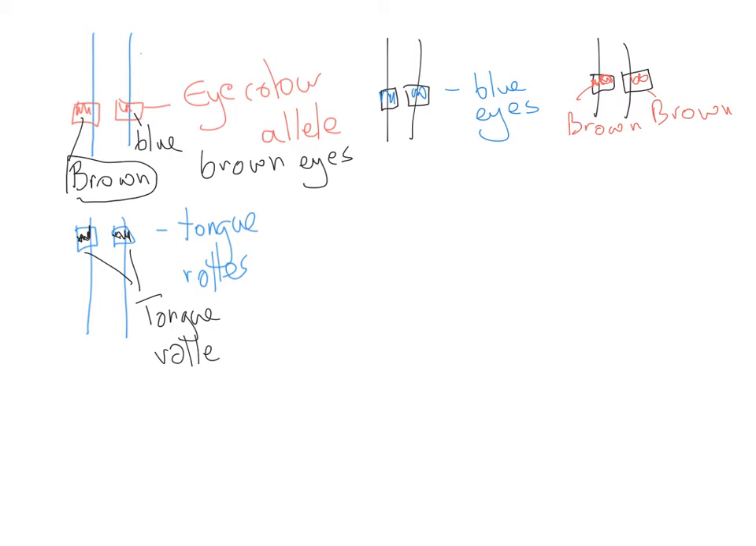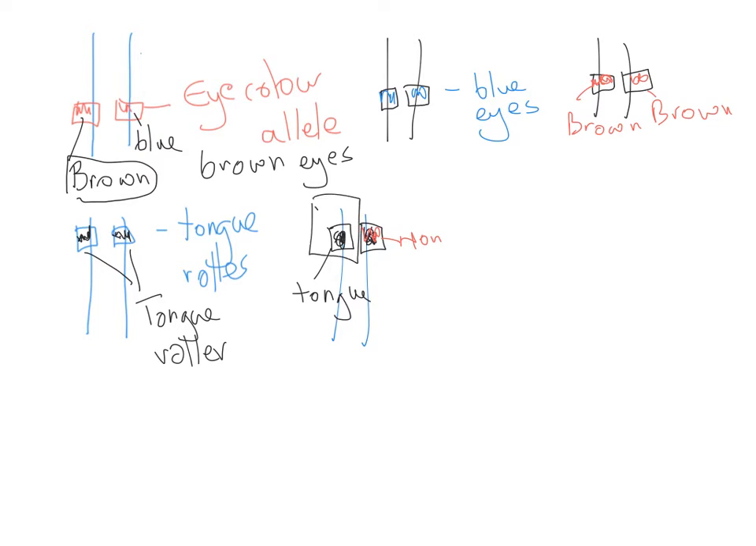But imagine the situation was that the individual had inherited a tongue roller gene over here, and this one here, or this allele, I keep using the different terms, different versions of the same gene. Say over here it wasn't a tongue roller, it was a non-tongue roller gene that the person had inherited. So this is a non-tongue roller, and this one here is a tongue roller.